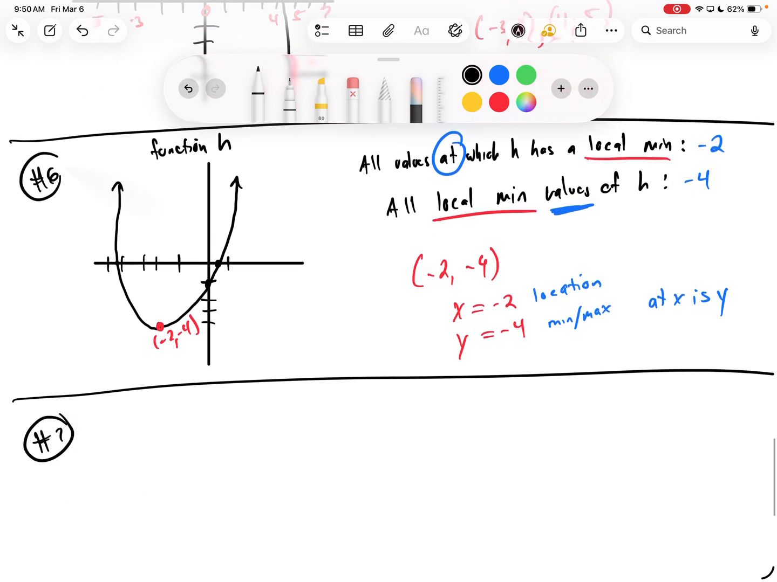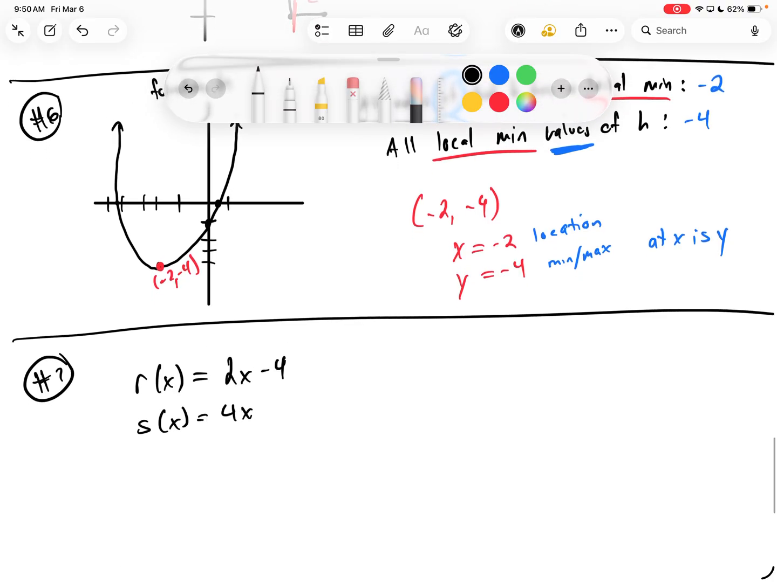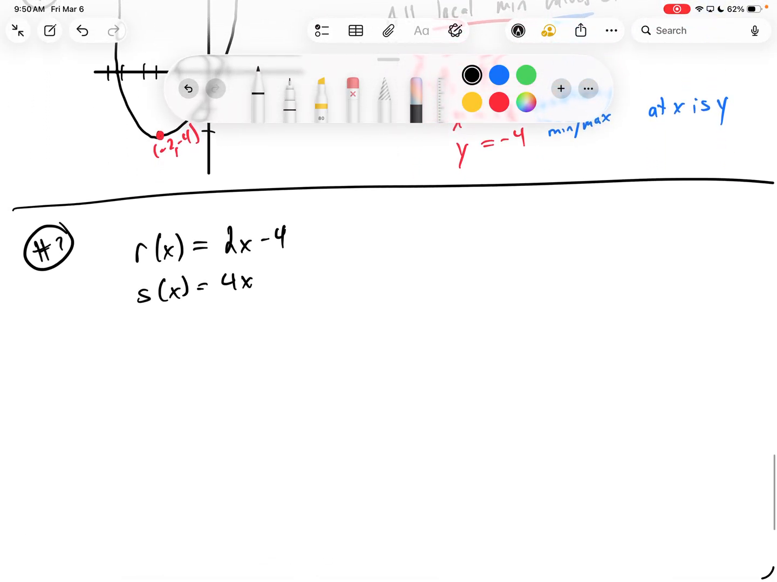Hey, I don't have a graph now. All right, we got this is a 3-parter.